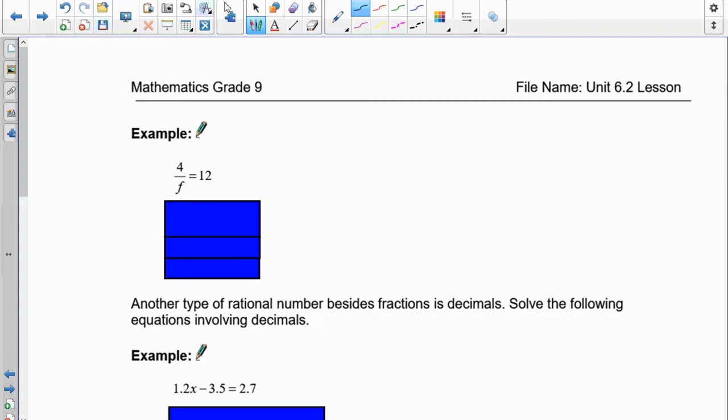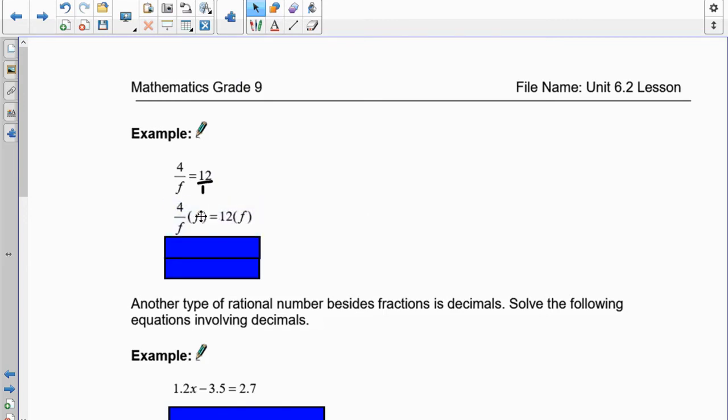All right, first off, I've got an f in the denominator, and I've got a 1 under the 12. Remember, all numbers are over 1. So 4 over f, 12 over 1, lowest common multiple is f, multiply both sides by f. F over f cancels, leaving you with 4. Or you can say 1 and then multiply by 4. This becomes 12f, so our answer becomes 4 equals 12f. And now you can solve this without having to worry about a fraction.